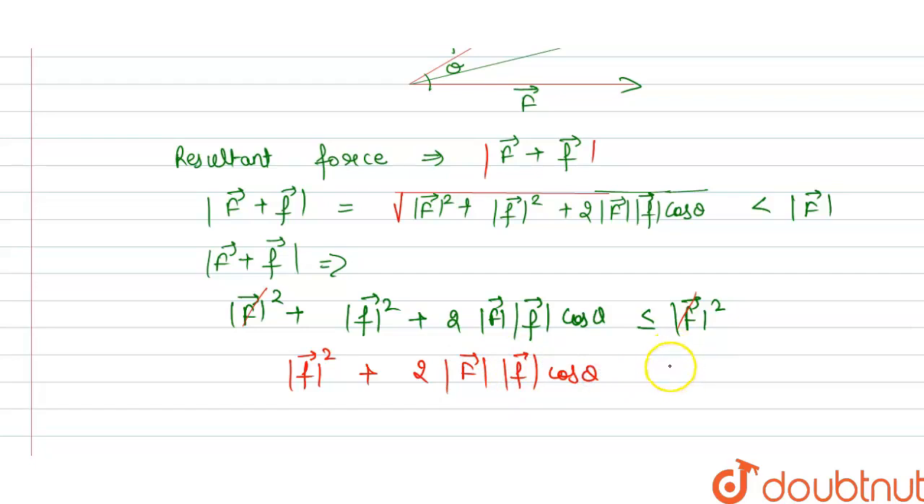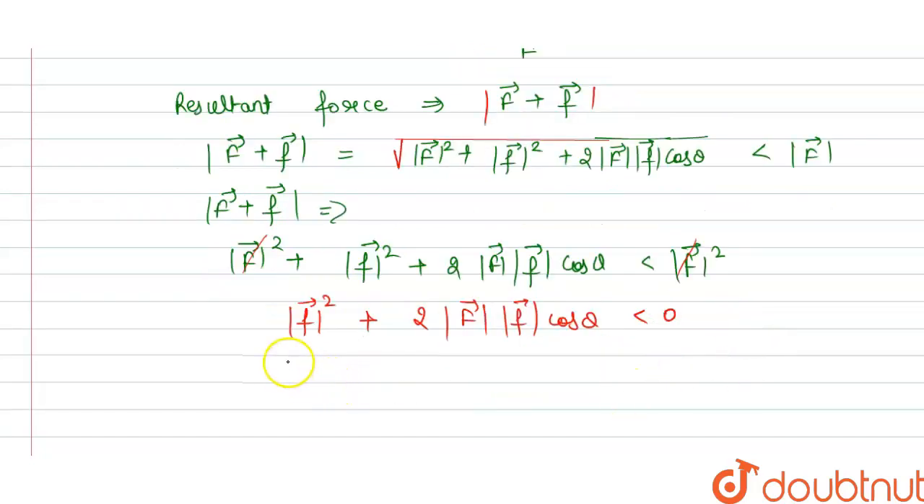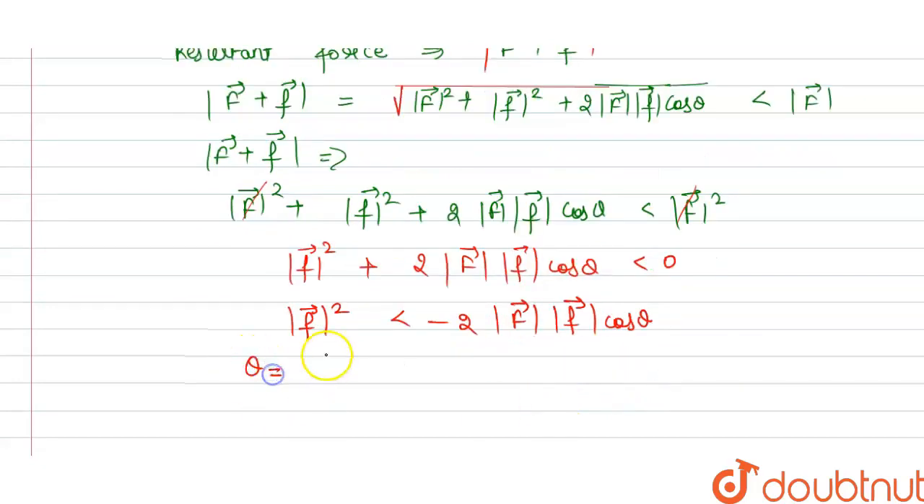Smaller force square plus 2 F f cos theta is less than 0. The given condition is only less than 0, and if we take this to the right hand side, we get f square is less than minus 2 times F vector and f vector and cos theta. So cos theta must be negative. We get this value positive only if theta lies between pi by 2 and pi. So in this, cos theta is negative.